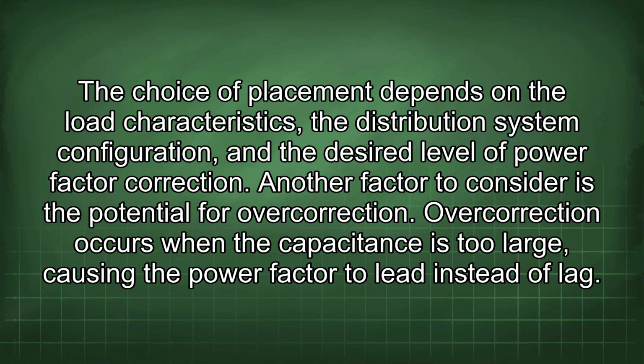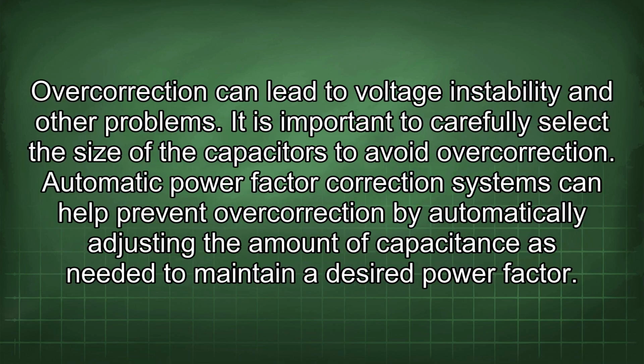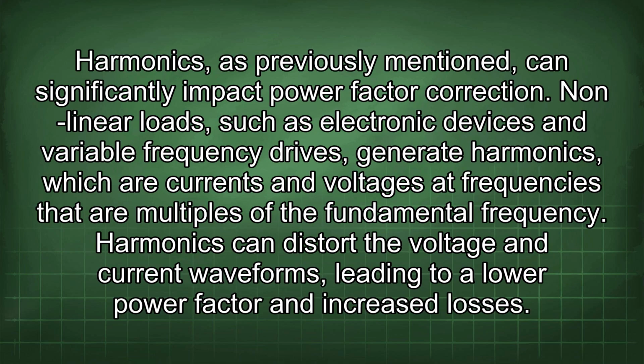Another factor to consider is the potential for overcorrection. Overcorrection occurs when the capacitance is too large, causing the power factor to lead instead of lag. Overcorrection can lead to voltage instability and other problems. It is important to carefully select the size of the capacitors to avoid overcorrection. Automatic power factor correction systems can help prevent overcorrection by automatically adjusting the amount of capacitance as needed to maintain a desired power factor.